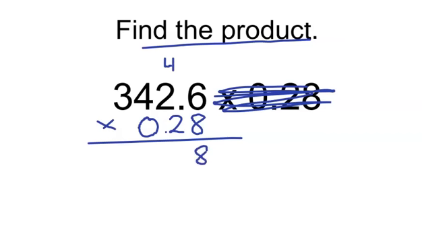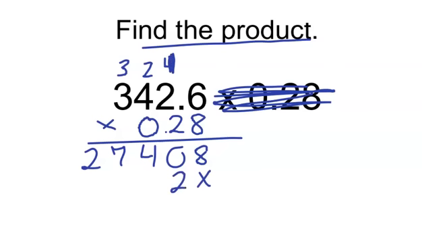8 times 2 is 16, plus 4 more is 20. 8 times 4 is 32, plus 2 more is 34. 8 times 3 is 24, plus 3 more is 27. Okay, then we have 2 times, we'll put the x here, 2 times 6 is 12. Put the 2 there. 2 times 2 is 4, plus 1 more is 5. 2 times 4 is 8. 2 times 3 is 6.